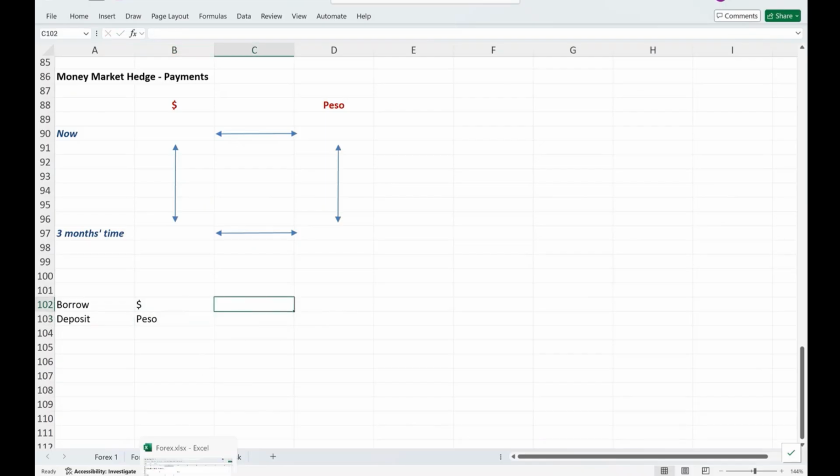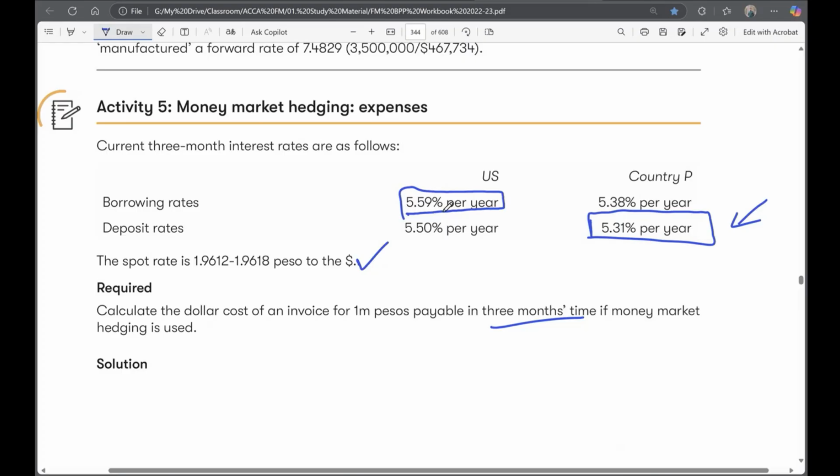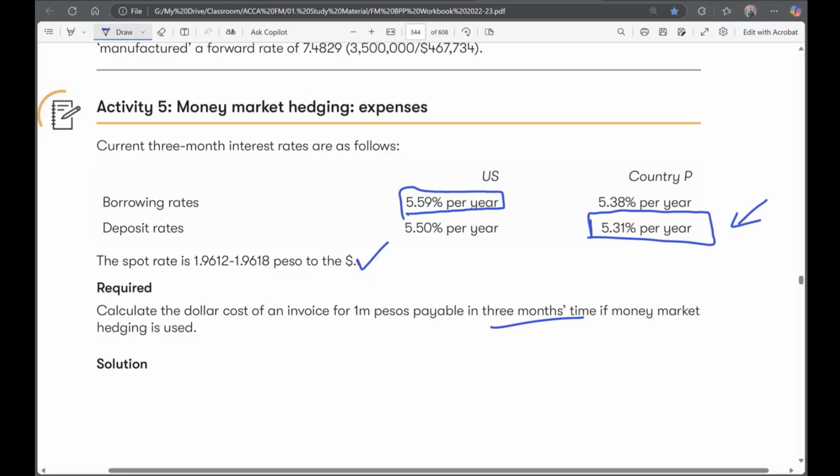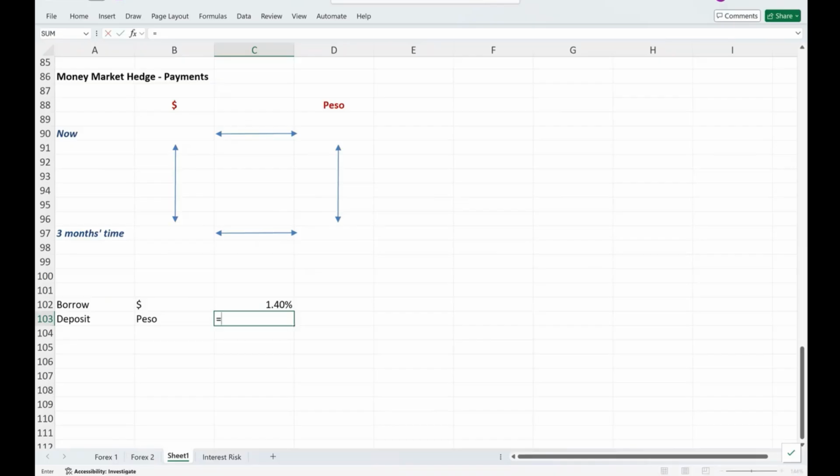So find the borrowing rate of dollar, which is 5.59% per year. So 5.59 divided by 12 multiplied by 3, or divided by 4, is 1.4%. And then we deposit into peso account. The peso deposit rate is 5.31 percent, divided by 4, 1.33%.